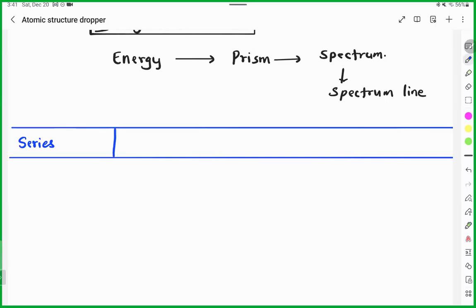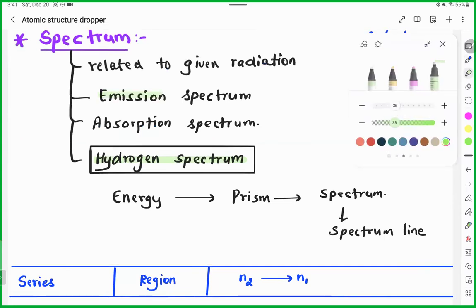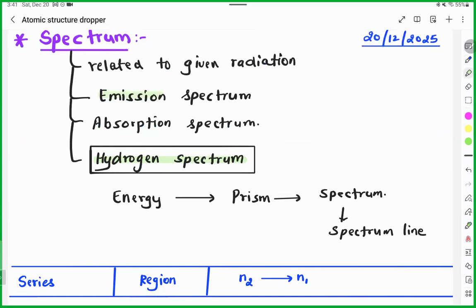Second, in which region it is produced? Does it belong to UV region or visible or infrared or anything else? How does it move from one system to another system? Like example, when electron moves from the high energy to the low energy, it will release energy, correct? There will be emission spectrum because most of the time we talk about emission spectrum only. So what is the meaning of emission spectrum?